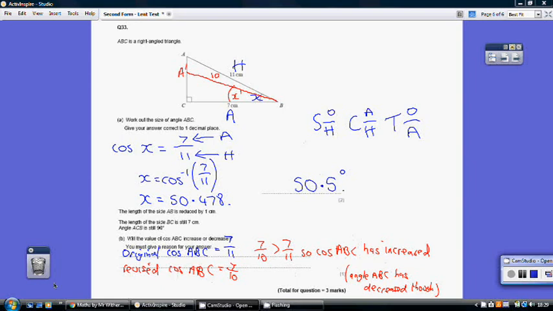Now just be careful, the question doesn't ask us has the angle ABC increased, because the actual angle itself has decreased. But that's not what we're being asked. We're being asked has the value of cos the angle increased or decreased.